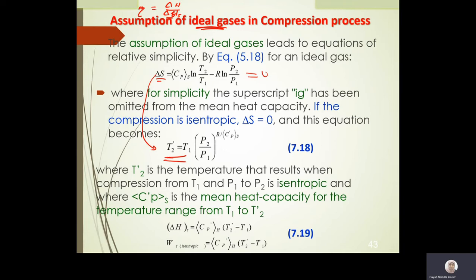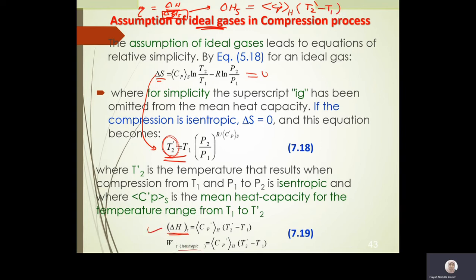Then once you found T2 dash here, again you need to calculate delta HS, because in the efficiency you need to substitute delta HS here. Delta HS value is simply CP mean H times delta T. Why CP mean H? Because you want to find delta H. But I called it CP mean dash H. Why dash? Because now you are going to substitute the temperatures T1 and T2 dash. This is T2 based on isentropic, into delta T, which is T2 dash minus T1. Okay, so this is what we did.